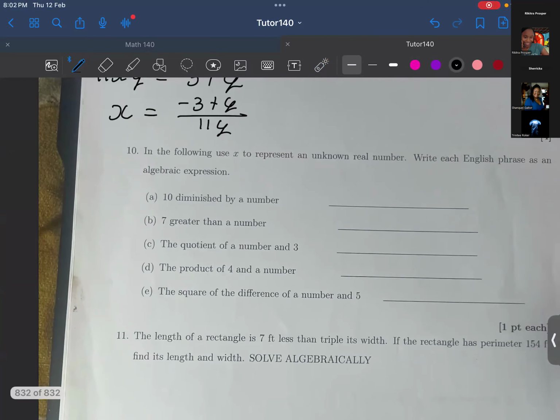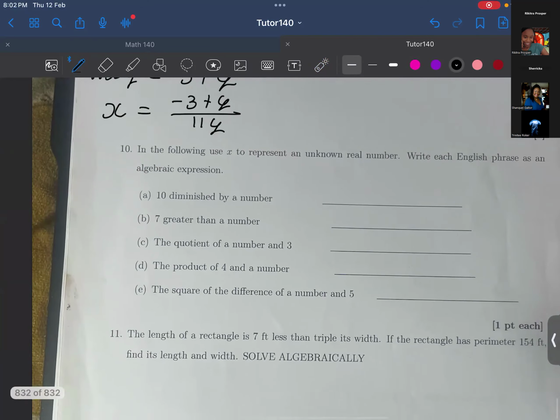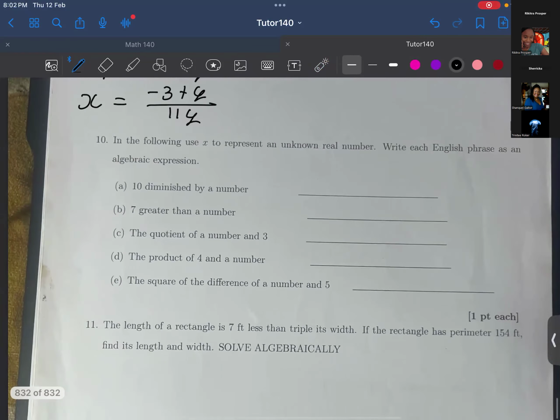Okay, the dreaded word problems. In the following, use x to represent an unknown real number. Write each English phrase as an algebraic expression. So, 10 diminished by a number. When I hear diminished, I think of going down, so becoming less. So I'd say 10 minus x.